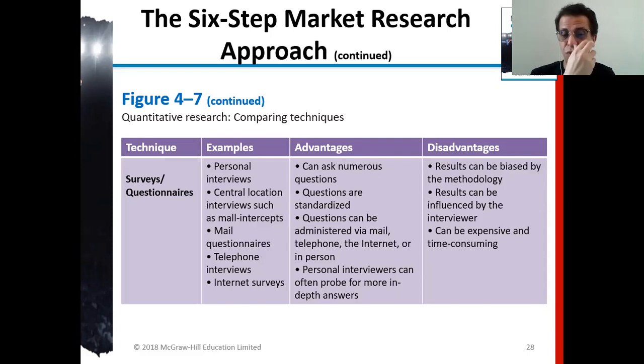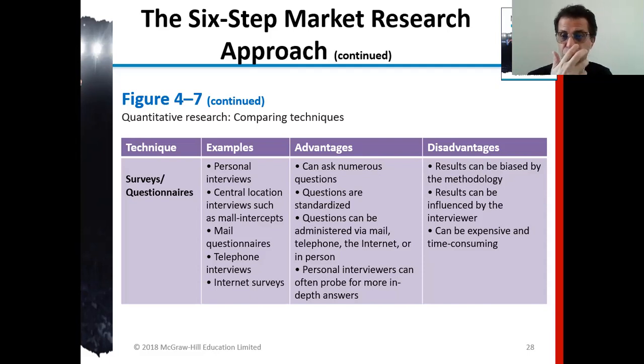The advantage of all these survey questionnaires is that you can ask numerous questions, more than 10. In interviews, you can ask 3-4 questions, otherwise the person starts looking away and wants to go. Questions are standardized, very similar. Questions can be administered via mail, telephone, internet, or in person. Personal interviewers can often probe for more in-depth answers.